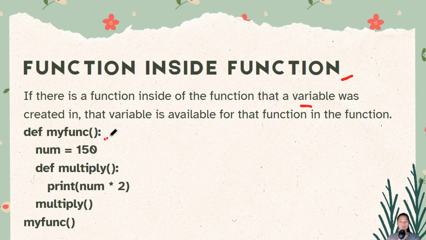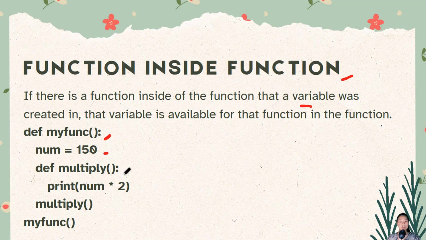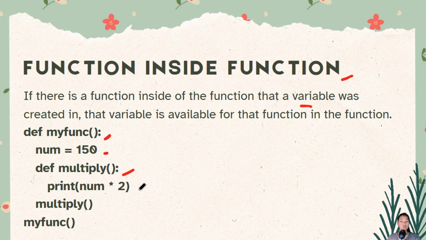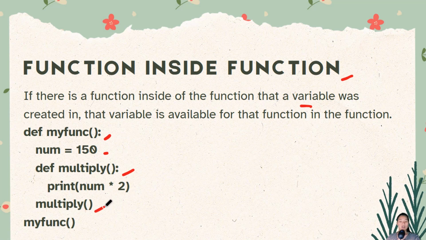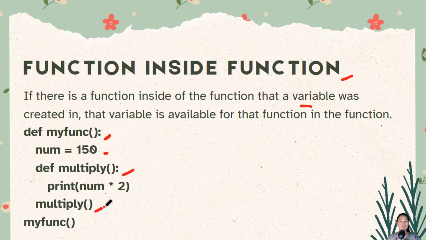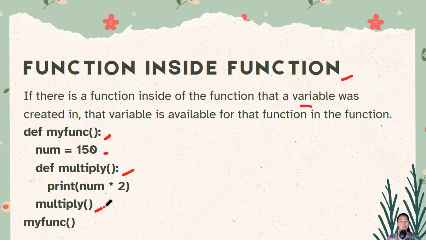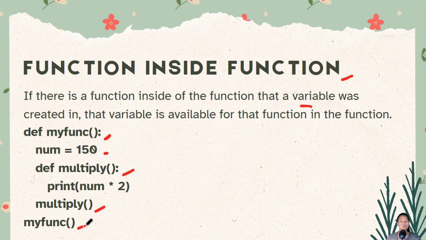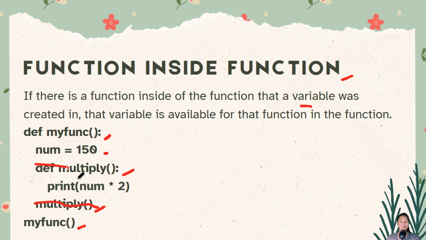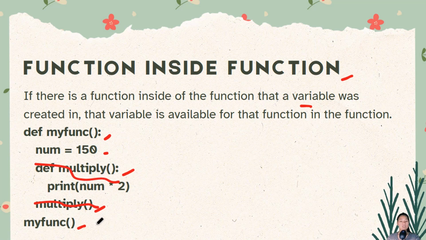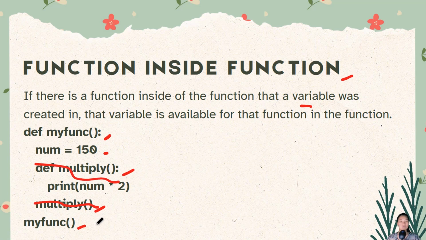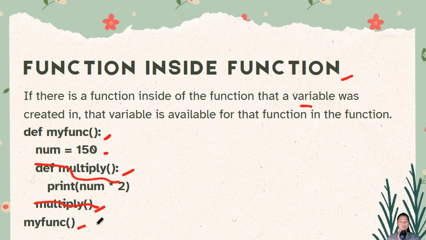For example, my func, num 150, and then I have another function inside of my func, which is multiply, which multiplies 150 by 2, and I put a statement that calls upon this function inside of my func. And when I call my func, it will run the multiply function as well, right? If you're missing this line, this function will not run. And what this will give me is the product of 150 and 2, okay?